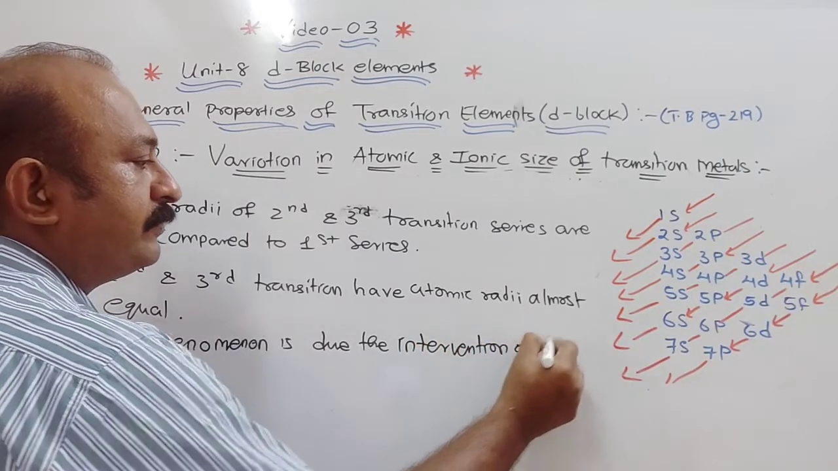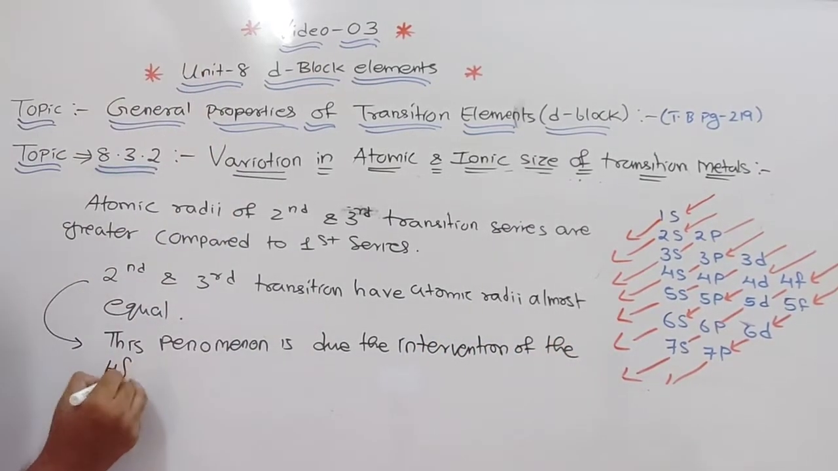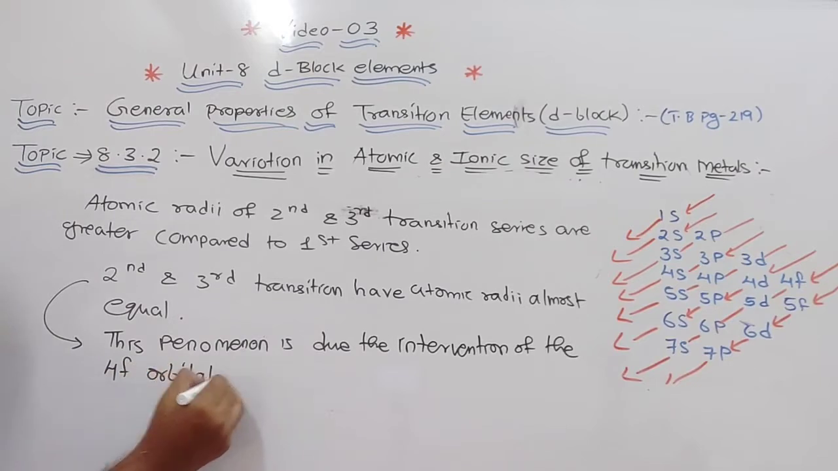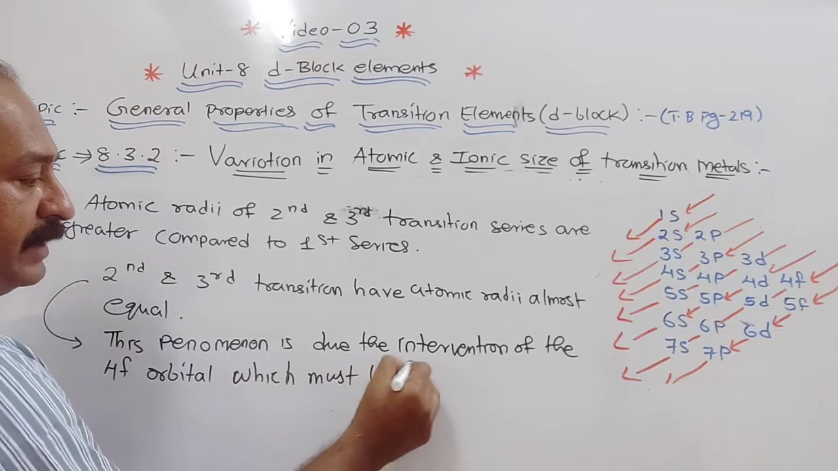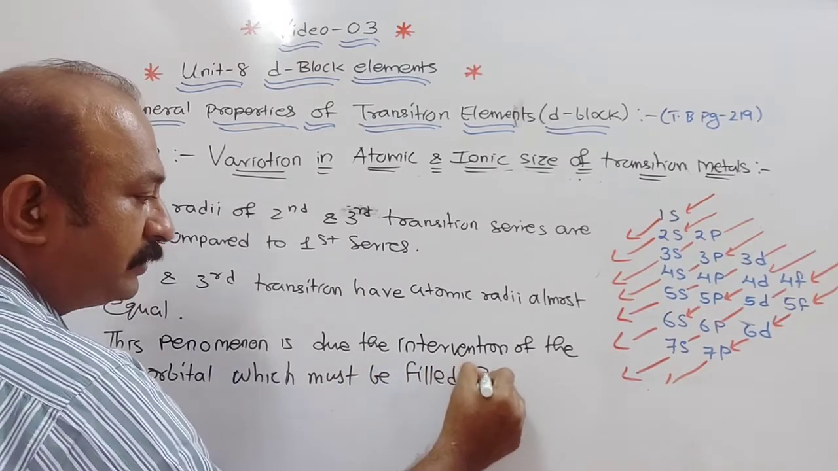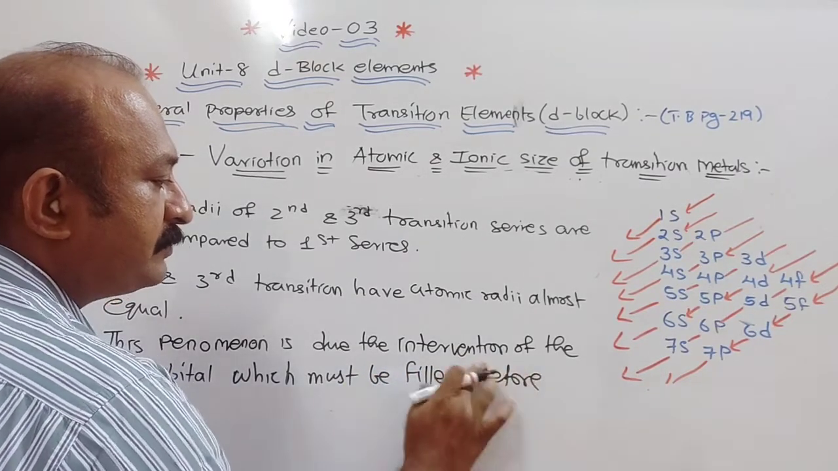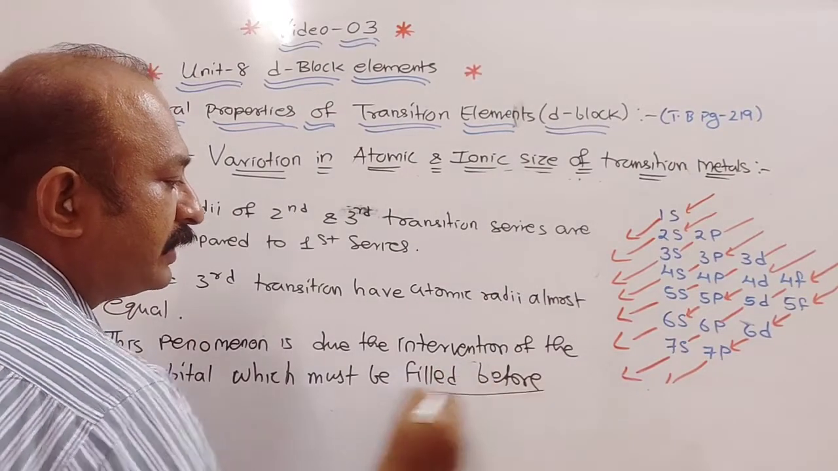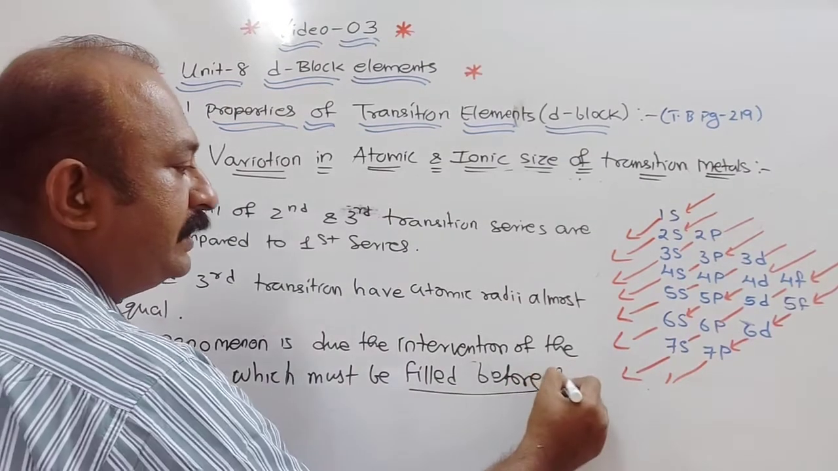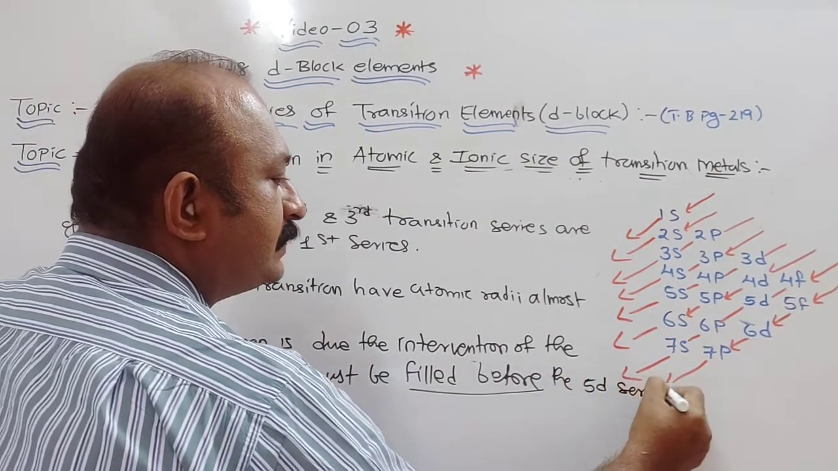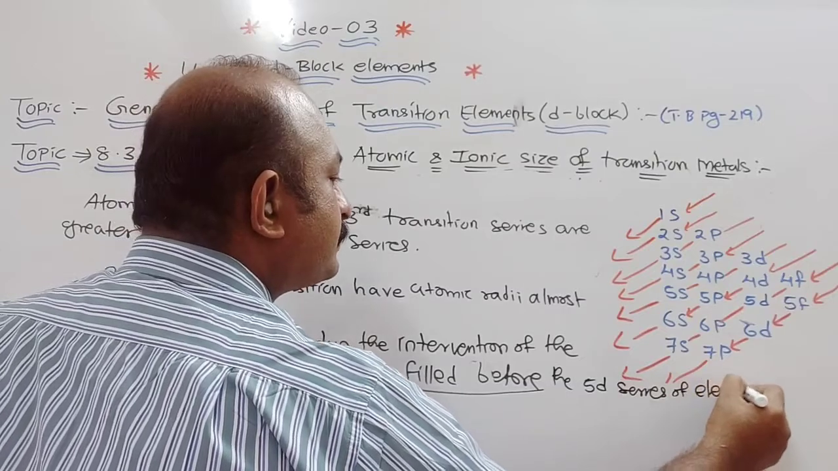Intervention of the 4f orbital, which must be filled before. Now this is a very important word, 4f orbital, what is given there, you can see there, which must be filled before the 5d series of elements begins.